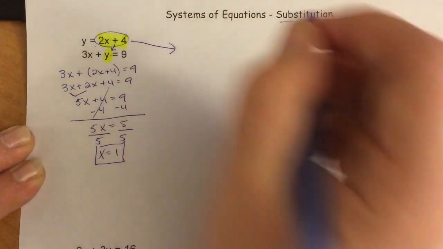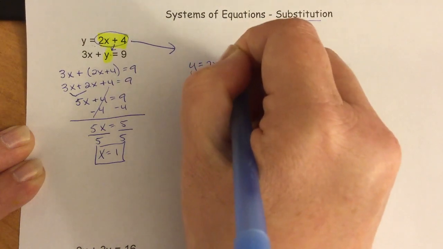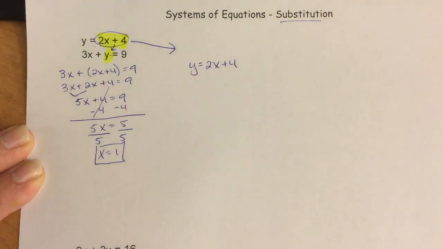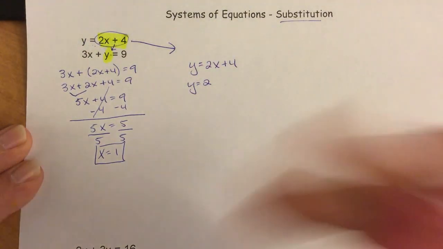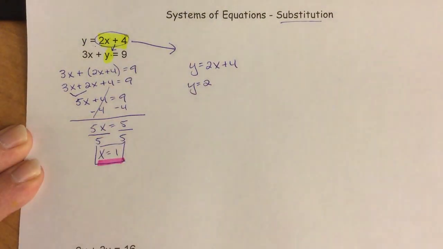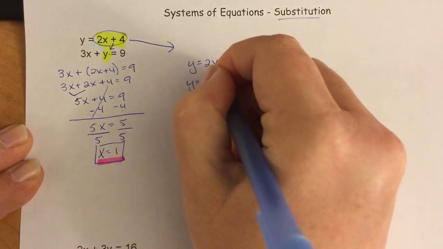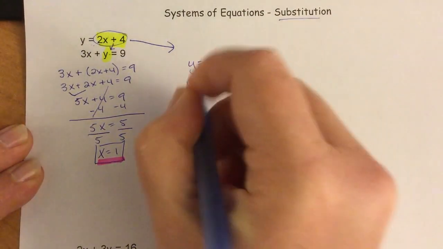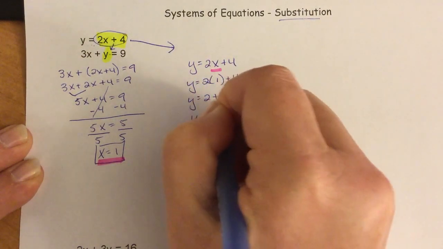So I'm going to take my top equation and say y equals 2x plus 4. Now what I'm going to do is say y equals 2, and instead of x, I'm going to plug in what I know x to be. So I'm going to plug that in for x. So I'll plug in 1 plus 4. That means y equals 2 plus 4, or y equals 6.